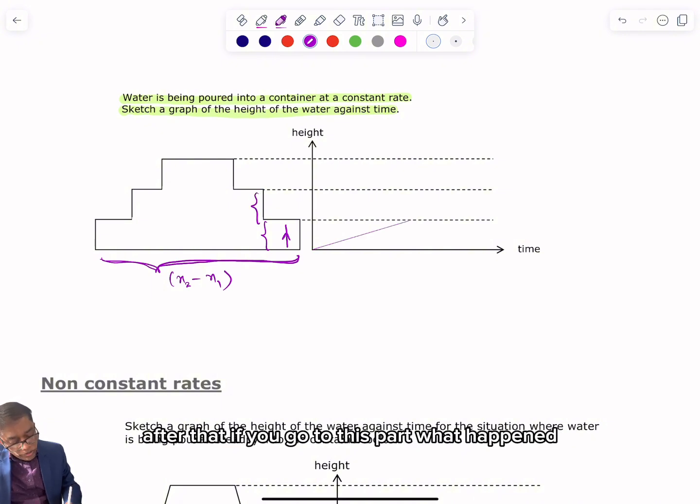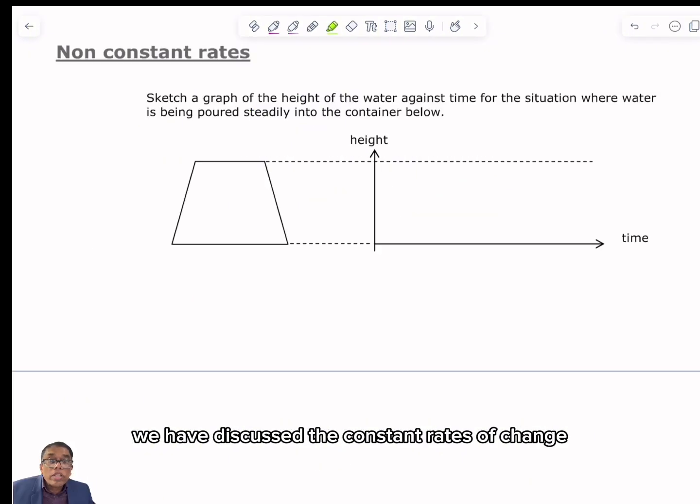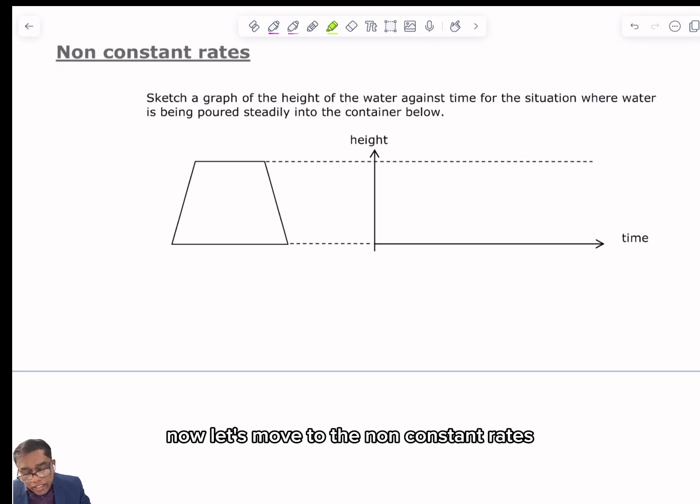After that, if you go to this part, what happened? The gradient is a little bit steeper than this, and again steeper than this. We have discussed the constant rates of change. Now let's move to the non-constant rates.